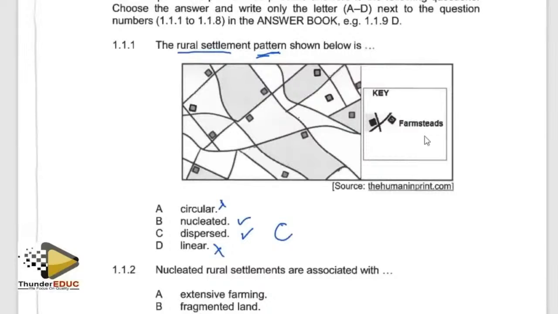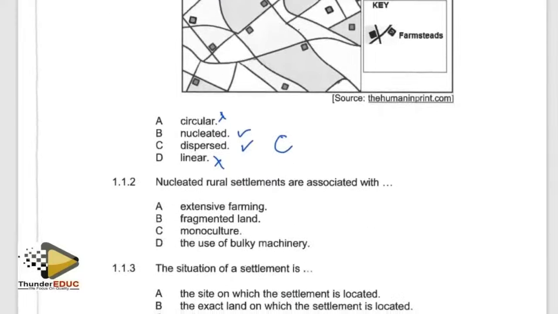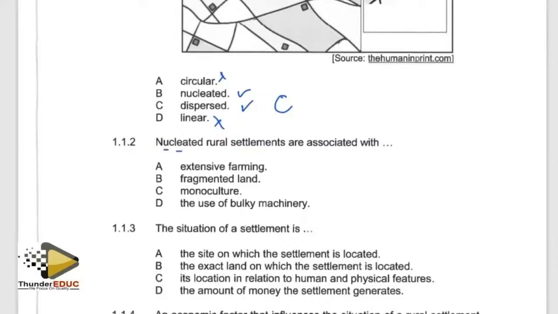1.1.2: nucleated rural settlements are associated with, you go and look at the options. Nucleated means people are close to each other in a rural area. Extensive farming? Of course, it can't be extensive. Extensive means a large piece of land. There is no way, if people are concentrated close to each other, you can have extensive land. So that one is out. Fragmented land means it's broken into pieces. Monoculture is the practice of growing one type of crop, and use of bulk machinery. That one is also out. So the answer is B.